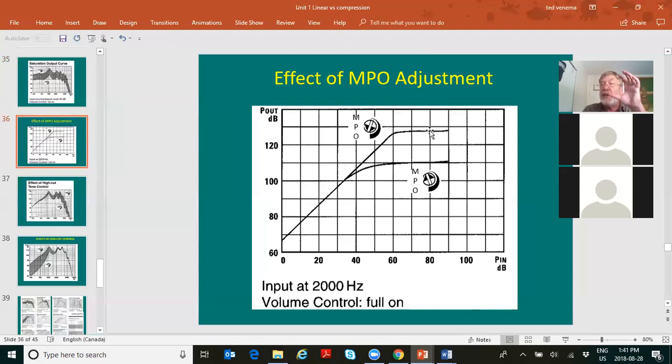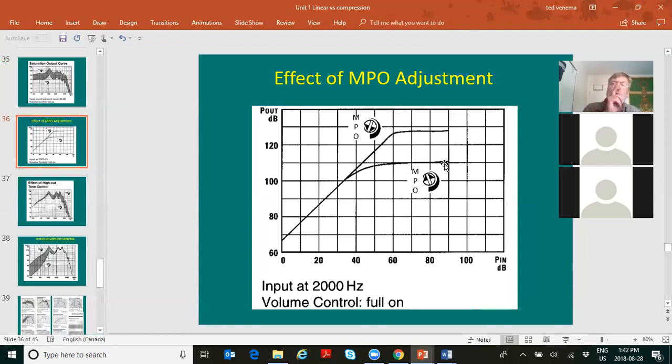So my gain is going down, down, down, because the differences between my input and my output are becoming less and less and less. So this hearing aid is now holding the output to be about 127, whereas here it held the output to be about 110.